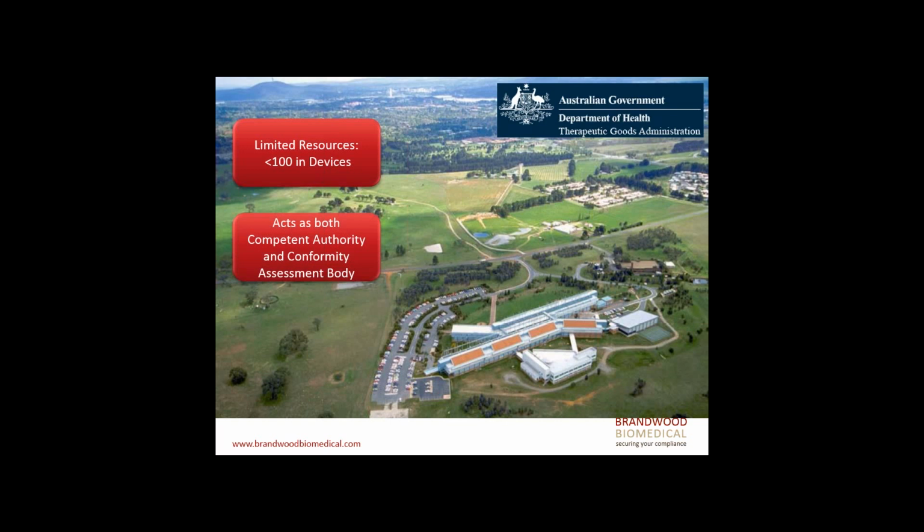One notable difference between Australia and Europe is that TGA acts both as the competent authority and the conformity assessment body. In Europe, however, these are quite separate. The competent authority is a member state in the European Union, and the conformity assessment body is actually the notified body, and they carry out the conformity assessment procedures on the device and the manufacturer.